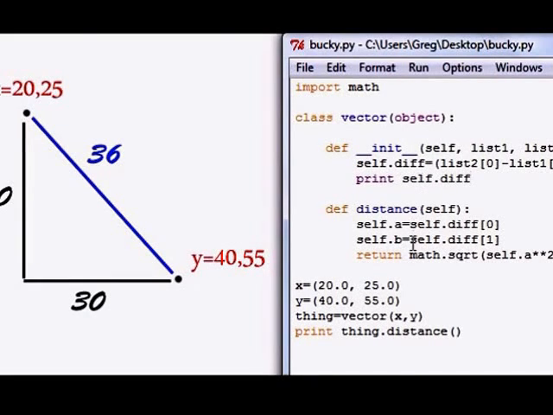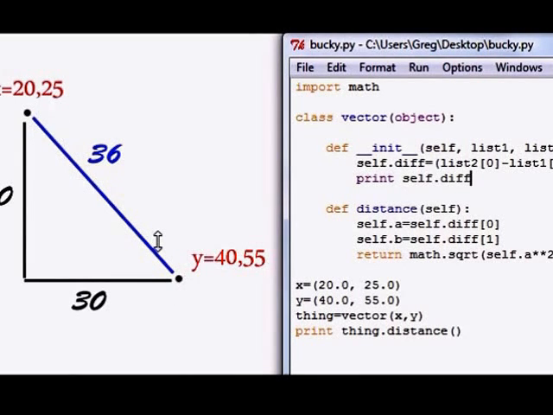And next we needed to calculate the distance. So we know from Pythagoras that this is side A, this is side B, and in order to solve for side C, we just use a squared plus b squared equals c squared. So we took a, squared it, b squared it, and we got the square root of that, and that gave us our 36. So this is the vector, and this is the distance.